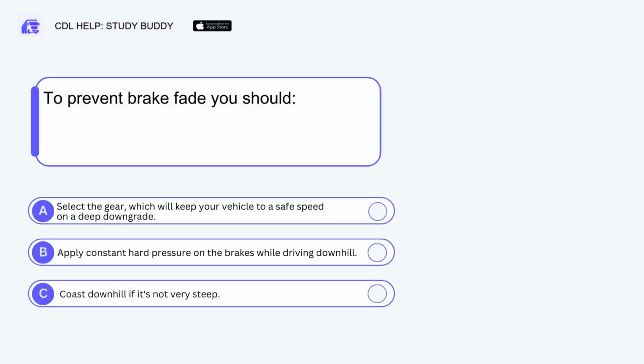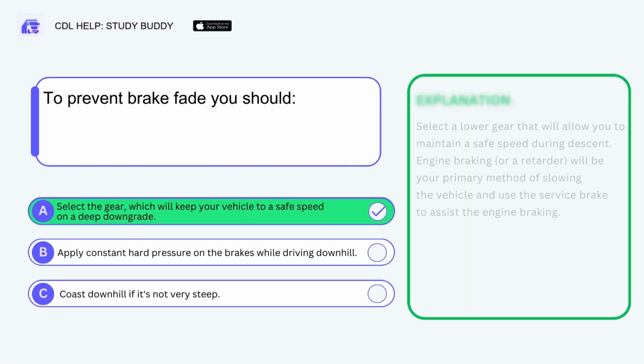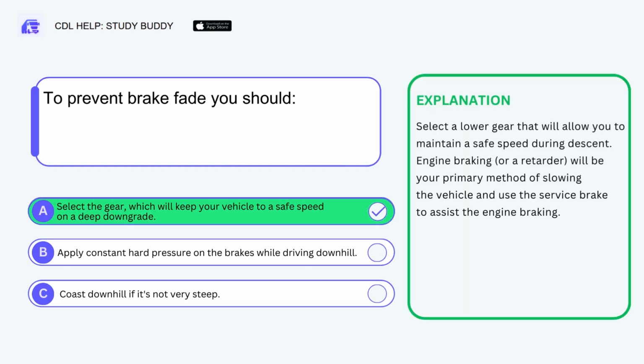To prevent brake fade, you should: select a lower gear that will allow you to maintain a safe speed during descent. Engine braking, or a retarder, will be your primary method of slowing the vehicle, and use the service brake to assist the engine braking.